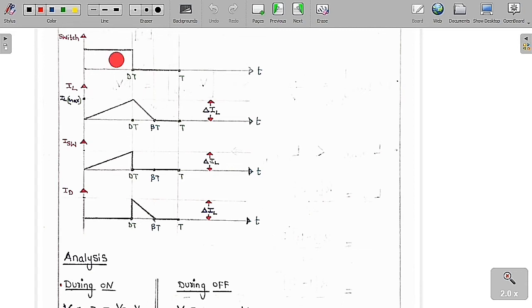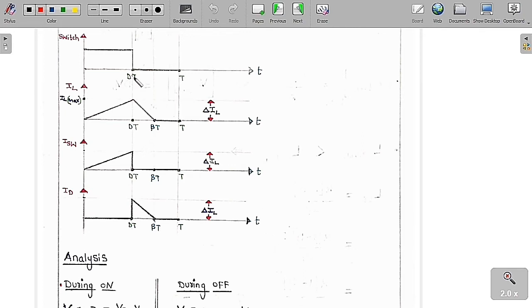Whenever the switch is on, the freewheeling diode is off, so the capacitor is going to get charged. So the inductor current is going to rise from 0 to some IL maximum. And the switch current is also equal to the inductor current whenever the switch is on, so it is going to follow the inductor current from 0 to IL maximum. This is the meaning of this. The diode is off in that region, so the current is 0.